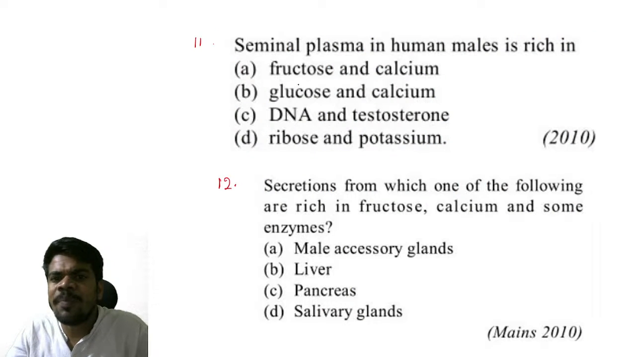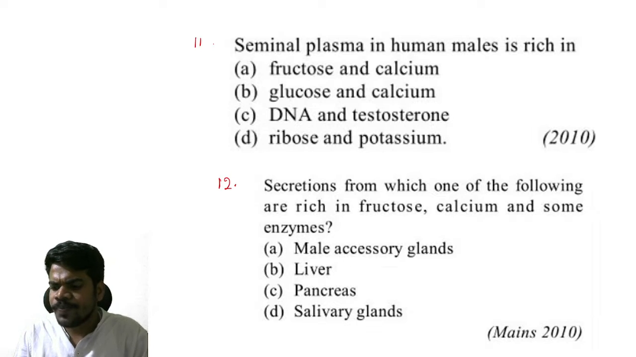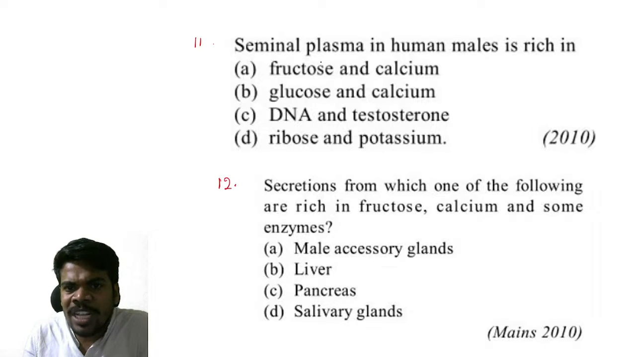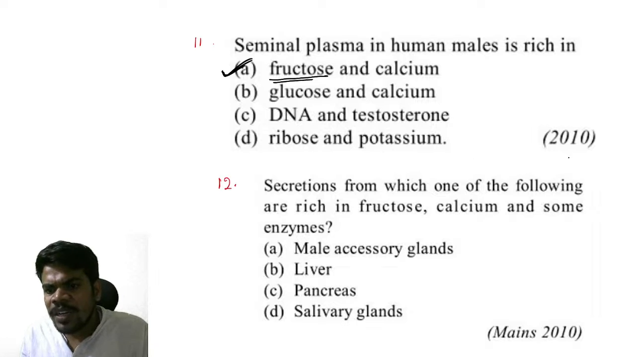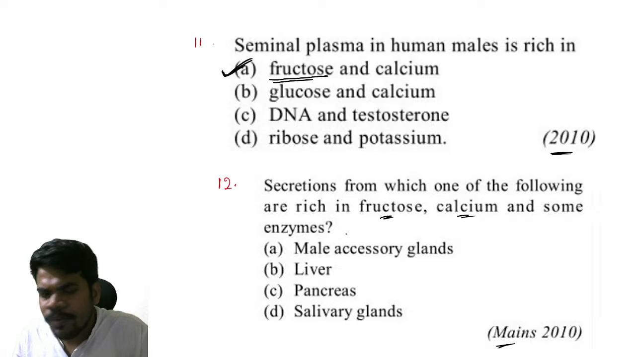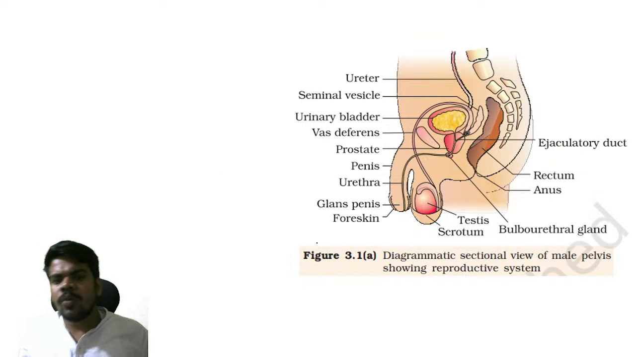Questions. Seminal plasma in human males is rich in, a very important question we just discussed. It is rich in what? Anybody from this live session? Chandrakant: fructose and calcium. Very good. Fructose is present in seminal plasma. Secretions from which one of the following are rich in fructose? It was asked in 2010, and the same year there is a mains question in 2010: secretions from which one of the following are rich in fructose, calcium and some enzymes, in a different manner. 12th question, Chandrakant says A, male accessory glands. Perfect, Sai Dikshit, perfect. So diagrams are also very important.